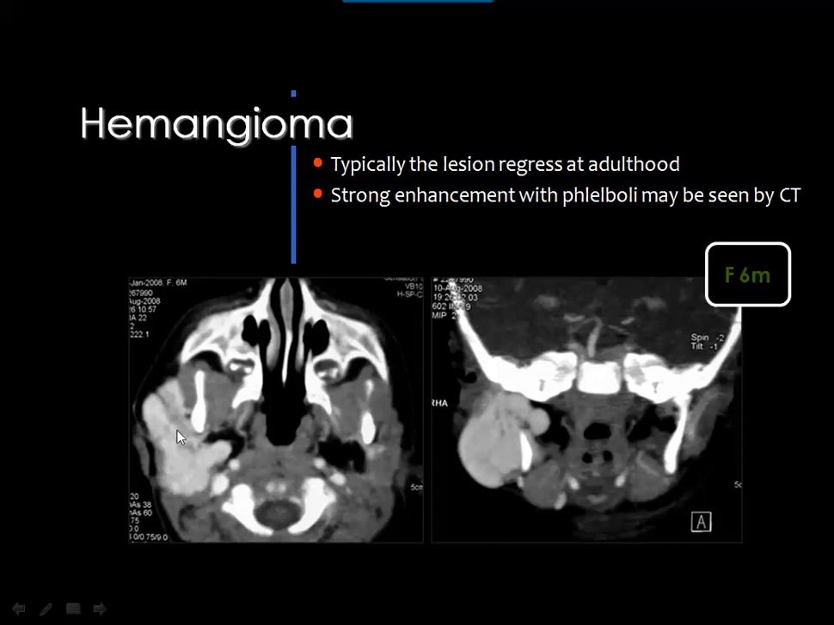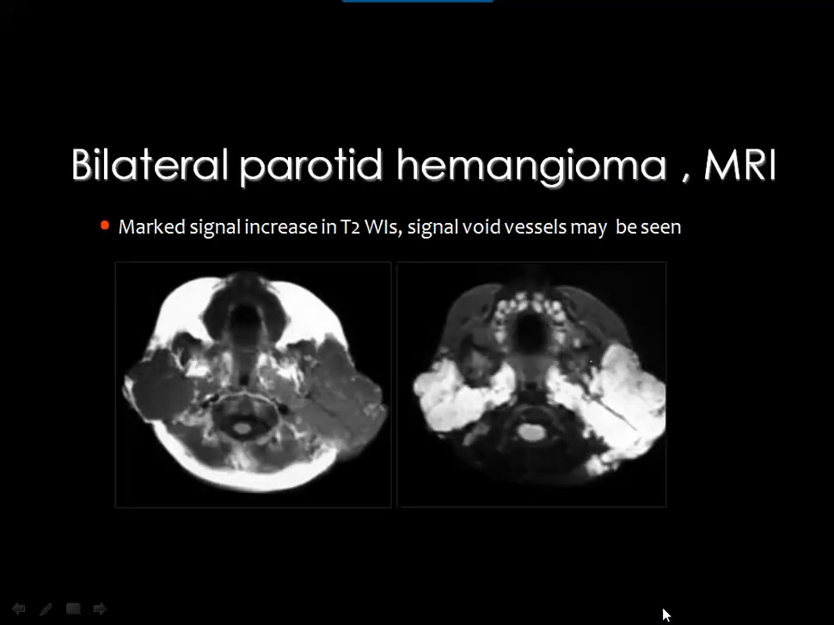Like this one, a big lesion affecting the right parotid gland, the deep lobe, and the superficial lobe. And one of the known issues about hemangioma anywhere in the body, especially in the head and the neck, is that it may regress with aging. If this appears in a child, it is not a congenital lesion. It will appear some time after birth, then it will enlarge, then start to regress in adulthood. This is bilateral parotid hemangioma by MRI, T1 weighted image and T2 weighted image.